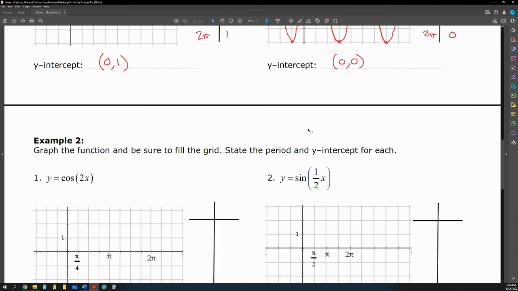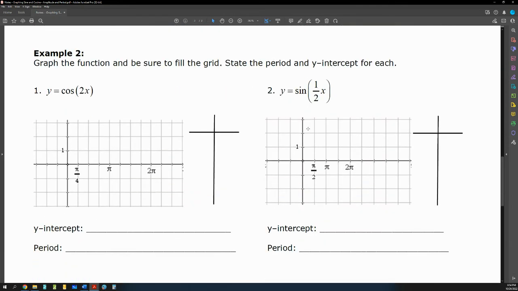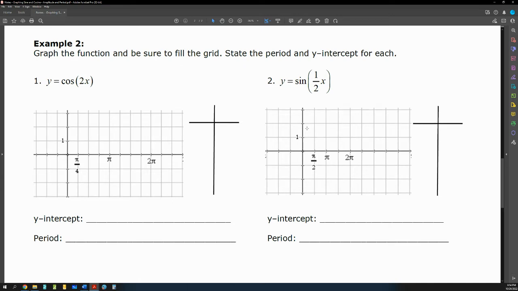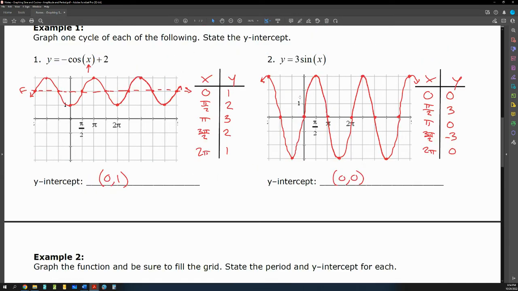All right, let's try example 2. Now we're looking at period changes. The first few examples were amplitude changes. You might notice that the height of the curve is different for number 2. We've got that vertical stretch by a factor of 3.